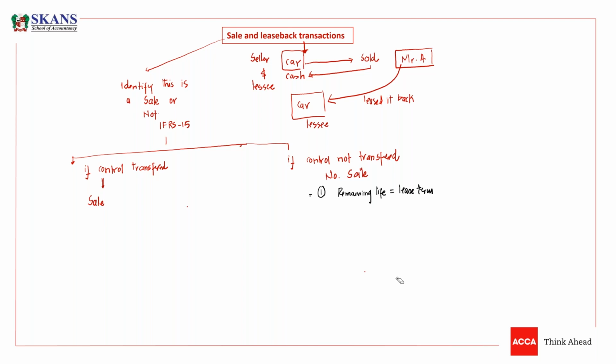If the remaining asset's life was 50 years and we have leased it back for 50 years, it means previously we were using it for 50 years, and still after the sale and lease back transaction, we will be using it for the 50 years. It means before the sale we were going to use this asset for the remaining life, and even after the sale and lease back, because the lease term and remaining life are the same, we are going to use this asset for the whole period. So this means this is not a sale. But if there is a difference, then obviously it is a sale.